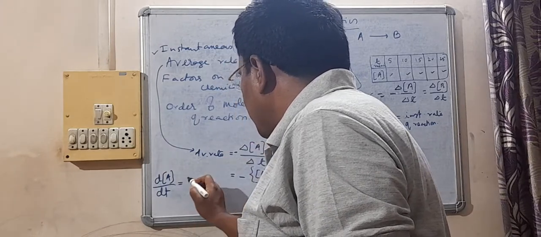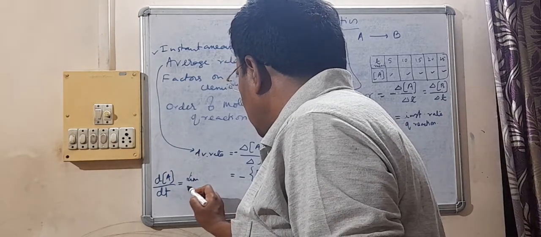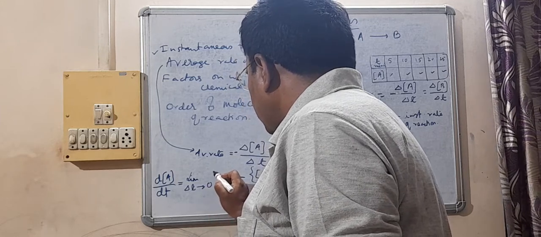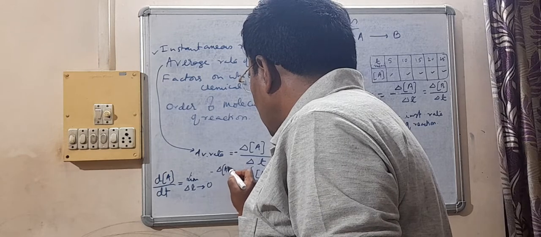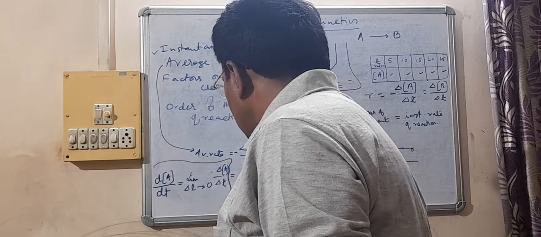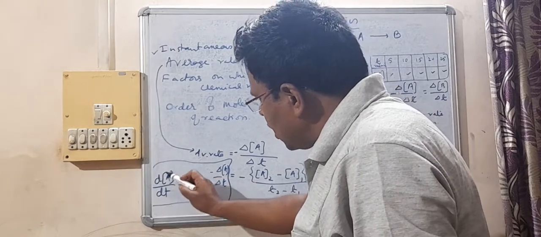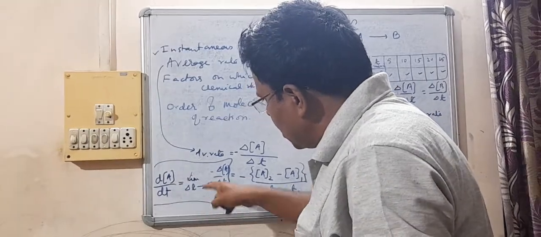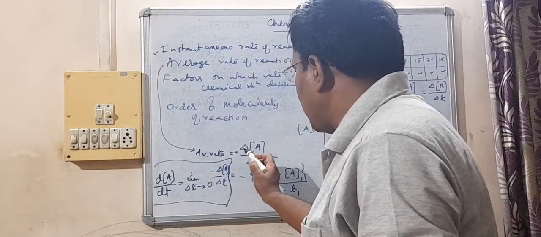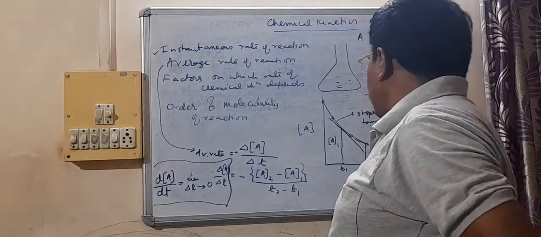Limiting value of this, in calculus notation, limit delta t tends to 0 of minus delta A by delta t. So this is the instantaneous rate. So what will be the instantaneous rate? Limit delta t tends to 0 and the limiting value of minus delta A by delta t. It is called the instantaneous rate of reaction.